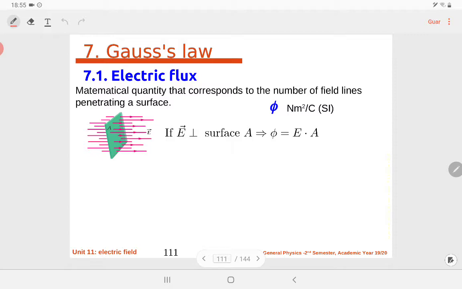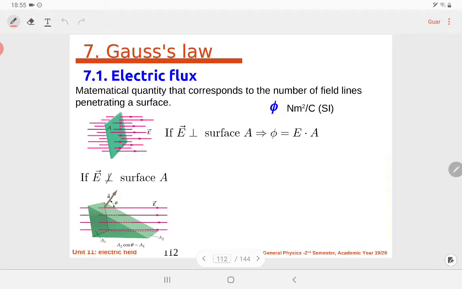Now we will think of complicating things a bit further. Now the surface, we call it here A2, is not completely parallel. There is an angle theta between the perpendicular to the surface, denoted by N, and the electric field. The number of electric field lines that are crossing A2 is the same as the ones that are crossing A1, which is a surface perpendicular to the electric field, and which is related with A2 by the cosine of theta.